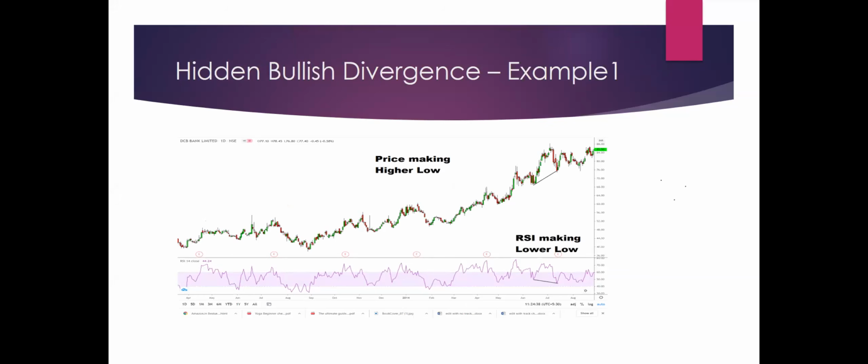So number one, again, the same DCB Bank. If you look at DCB Bank, it is clearly in uptrend mode. In this case, price made higher low, whereas RSI made lower low. So this is a good situation to initiate a long trade. Your trade will be in the direction of the trend, so the risk will be very less. In the future slides, I'm going to explain what factors you need to look at before taking a trade. I'm just walking through some examples of hidden bullish divergences.